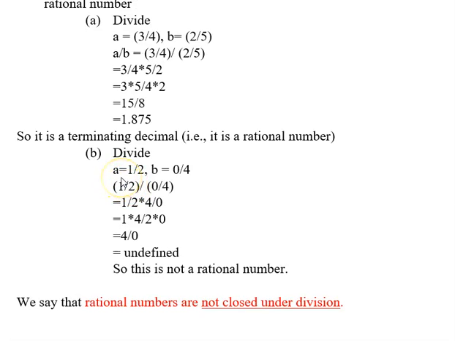So next, I am taking the example a as 1 by 2 and b as 0 by 4. Now I am checking a divided by b. That is 1 by 2 divided by 0 by 4. So now I am inverse multiplying: 1 by 2 times 4 by 0. So 1 times 4 divided by 2 times 0, that is 4 divided by 0, which is undefined. So this is not a rational number. So with this one example, we can conclude that rational numbers are not closed under division.